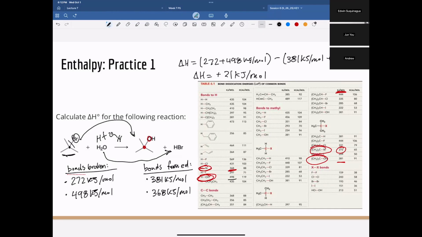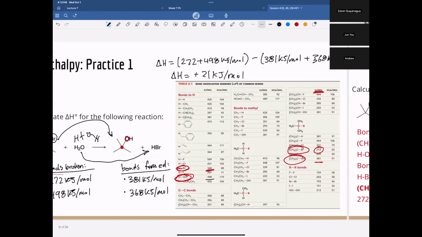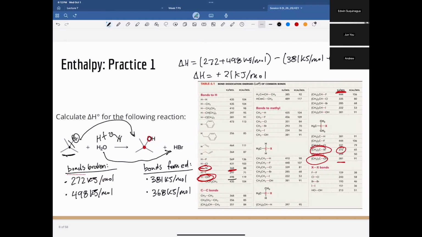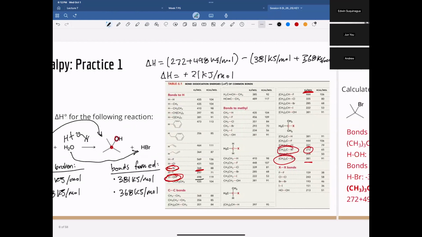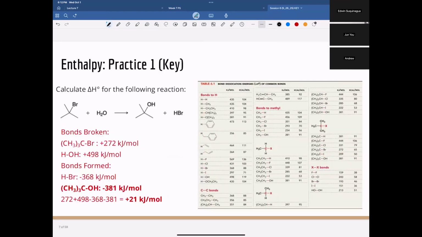Does my thought process make sense? Okay. So yeah, that's how you solve these types of problems. The heat, put it into the heat release. Since this is positive, it's endothermic, so you have to put in heat. So here's our answer key. You get the same results.